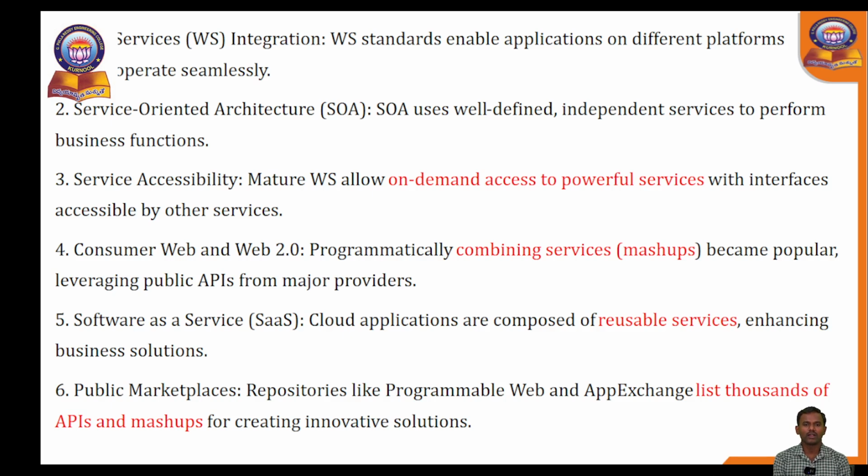Consumer web and Web 2.0: programmatically combining services became popular, leveraging public APIs from major providers. Next, coming to software as a service: cloud applications are composed of reusable services, enhancing business solutions. Coming to public marketplaces, repositories like ProgrammableWeb and AppExchange list thousands of APIs and mashups for creating innovative solutions.